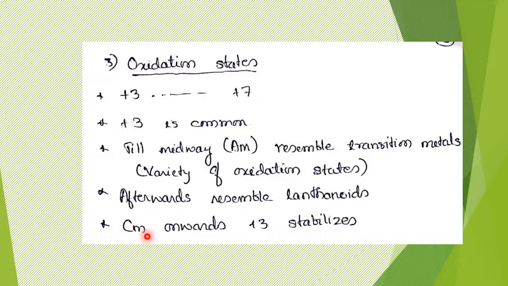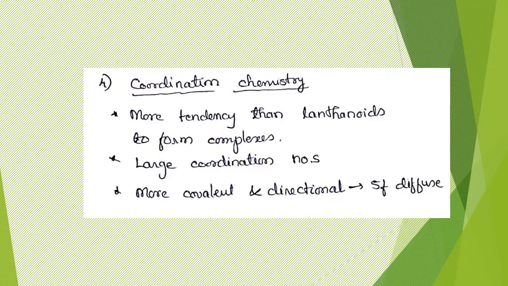After curium, in the next elements the +3 oxidation state gets more and more stabilized till the end of the series. Okay, that is briefly about oxidation states. Then briefly about coordination chemistry. The tendency to form complexes, definitely these have more tendency to form complexes than lanthanoids. Coordination chemistry is not much explored because of the non-availability and radioactivity of these elements. But in general we can say their tendency to form complexes is more than lanthanoids, right?